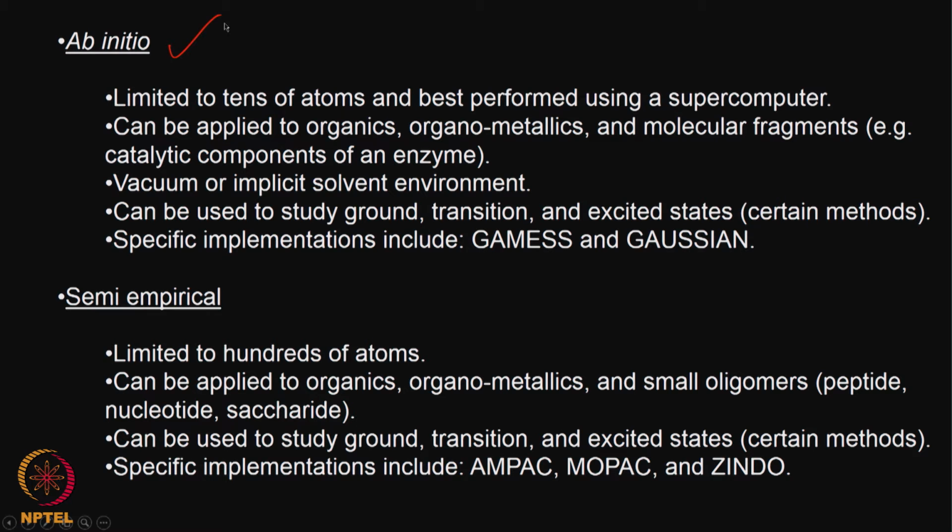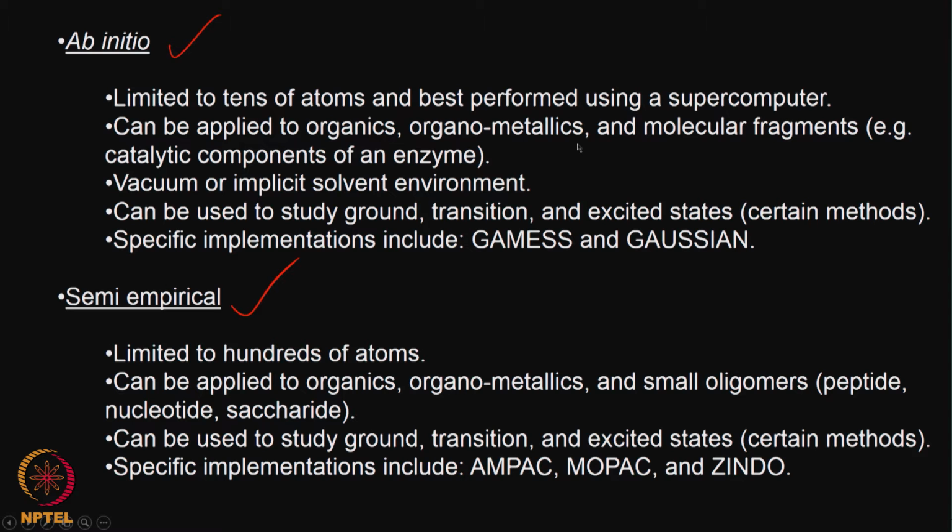We will continue on the topic of quantum mechanics. I did introduce two different quantum mechanics methods. One is called the ab initio method, the other is called the semi empirical method. The ab initio method is detailed calculations, very accurate, so it is limited to tens of atoms only. So, you need a very good computational resource.